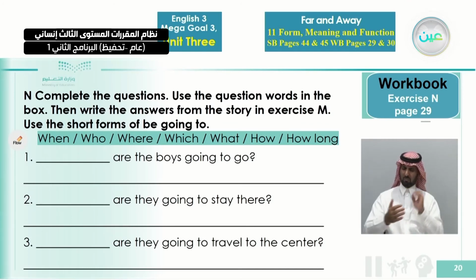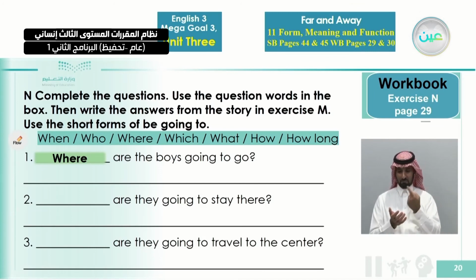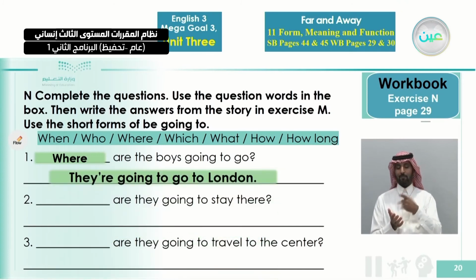Now look at number 1 here. What are the boys going to do? So here, how can we ask? We say here, where? Where are they going to, not do, go. So we're asking about a place. So we ask about a place using the information question or the WH question, where. Where are the boys going to go? So in this case, we need to answer with a place, because we are asking about where, about a place here. They are going to go to London. Halas?